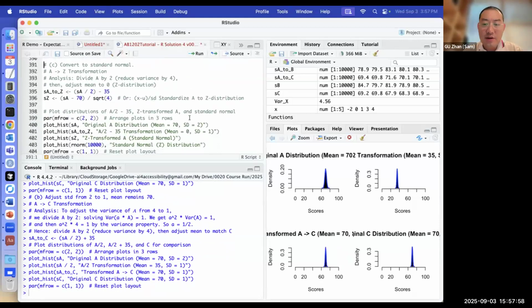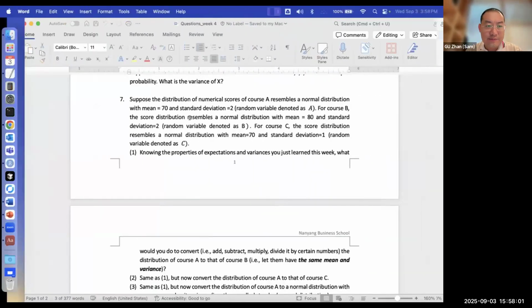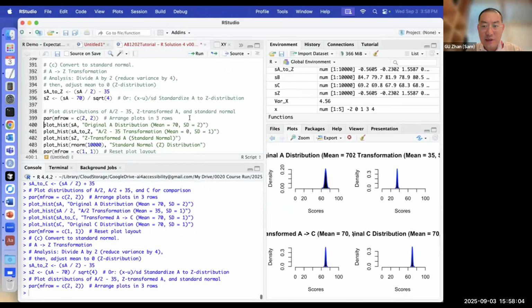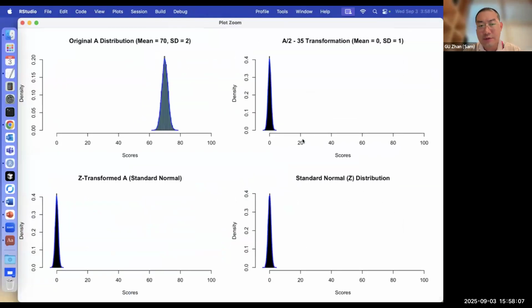Next is convert to standard norm. What is standard norm? Standard norm is zero mean, unit variance. So you have the original A distribution, right? You divide by 2 minus 35. You divide by 2 first, then you move to a mean of 35, standard deviation 1, then minus 35. So your mean value from 35 now moves to 0. So this is the Z transform of A. Yeah, zero mean, unit variance. Now standard norm is zero mean, unit variance. So that's the one.